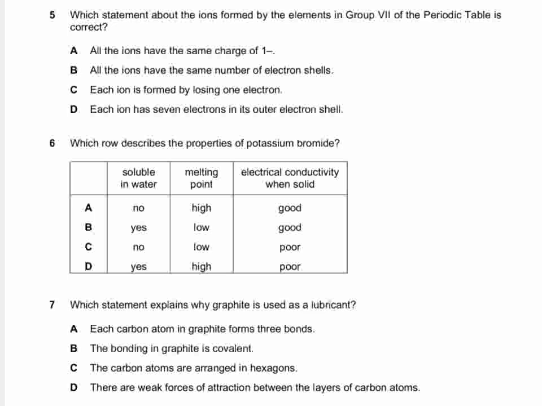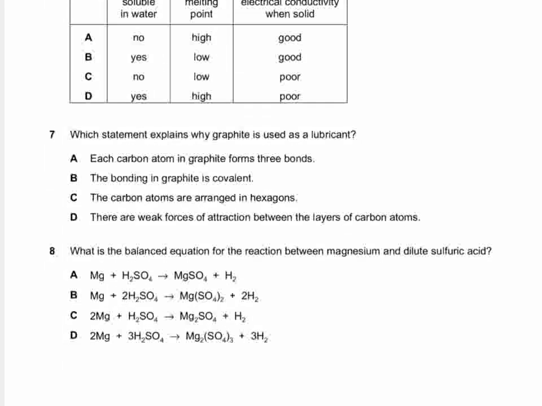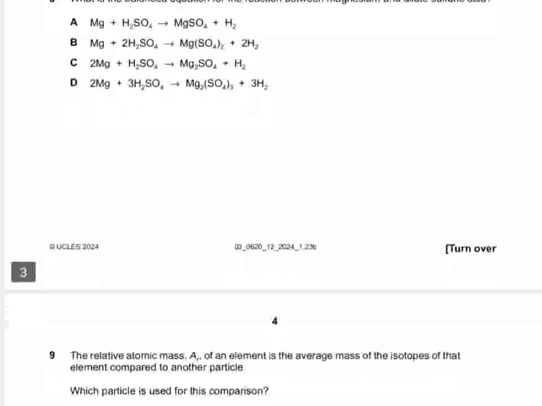Which statement explains why graphite is used as a lubricant? Because it has not. It's not the reason. The bonding, or the 3 bonds, the carbon atoms are arranged in hexagons. No. Yes, the D option is the correct one. There they have the weak forces of attraction between the layers of carbon atoms. What is the balanced equation given over there? The only one equation which is written correctly is the one in which magnesium sulfate is written correctly. So A option is the correct one.